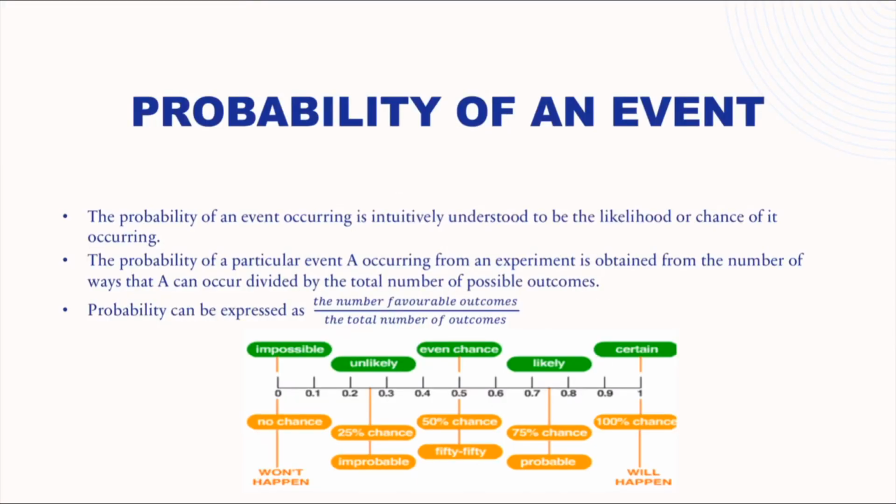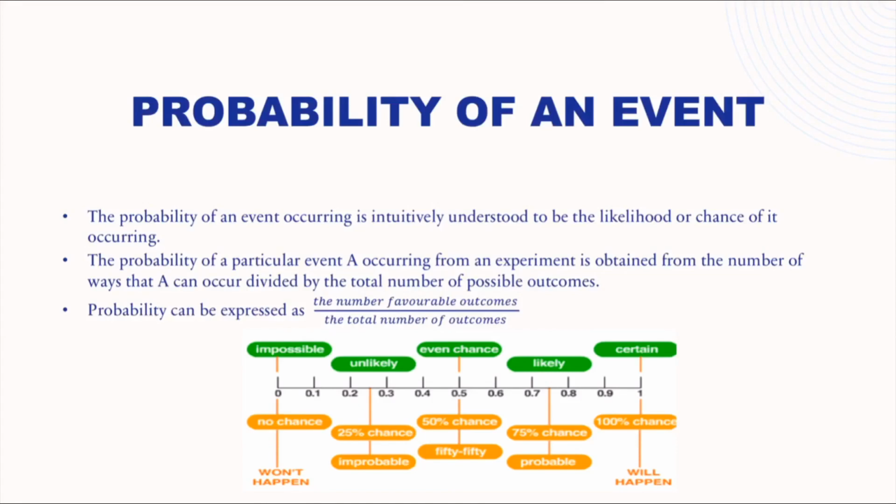Probability of an event. The probability of an event occurring is intuitively understood to be the likelihood or chance of it occurring. The probability of a particular event A occurring from an experiment is obtained from the number of ways that A can occur divided by the number of total possible outcomes. That means it can be expressed as the number of favorable outcomes, that means the ones which you are supposed to get, divided by the total number of outcomes, which gives you a fractional answer.